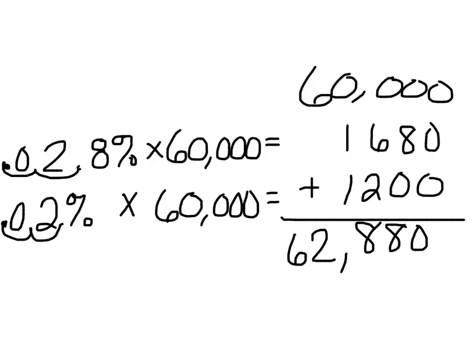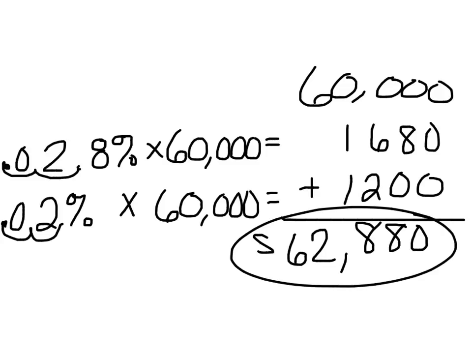62,880. Okay? So if I am Sam Jordan, after 1 year, if I got a 2.8% cost of living and a 2% merit increase, my second year salary would be $62,880. What do you think? Not too terrible?